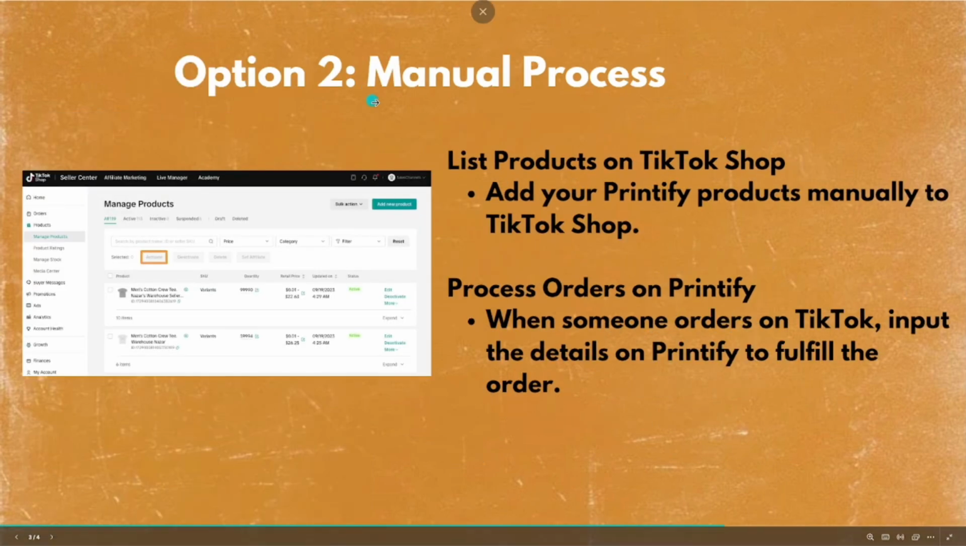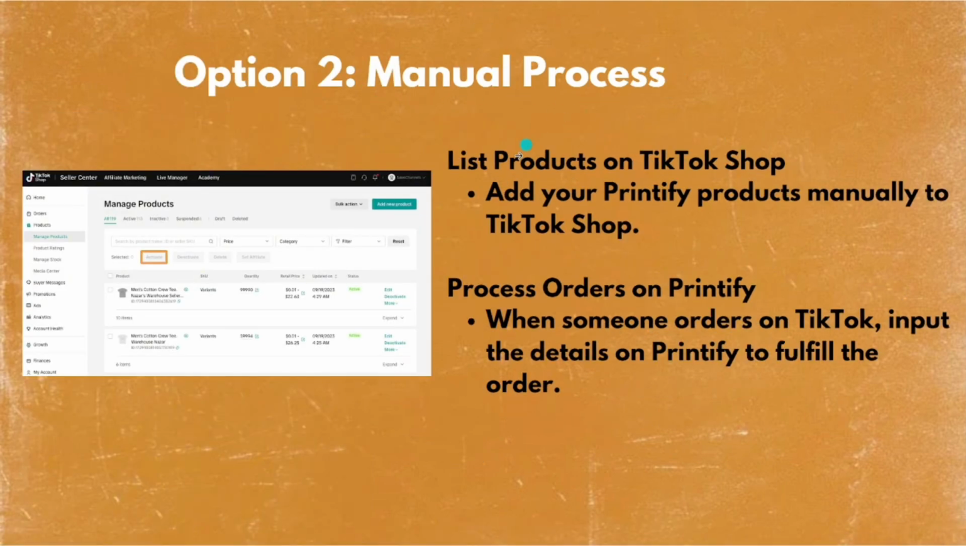Now option number two is the manual process. List products on TikTok Shop. So you just have to add your Printify products manually to TikTok Shop. Then you can process orders on Printify. When someone orders on TikTok, input the details on Printify to fulfill the order. And that's it. It's very quick and easy.